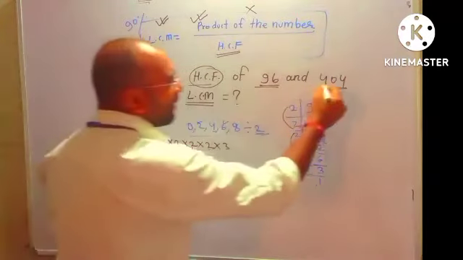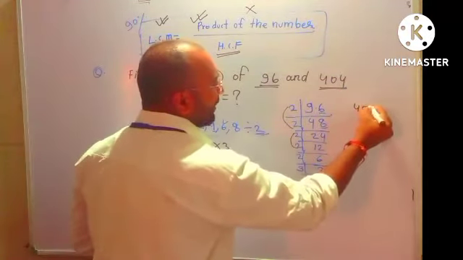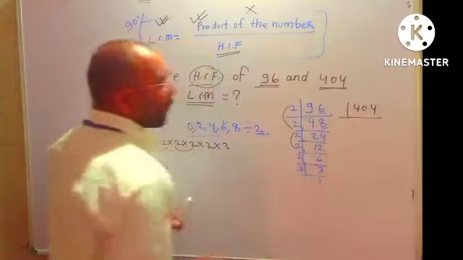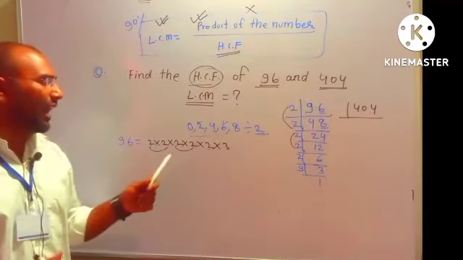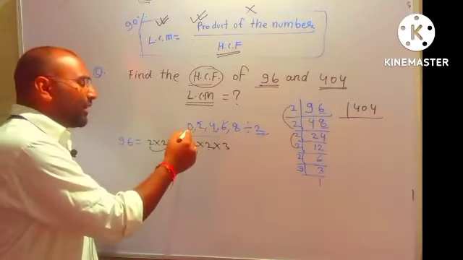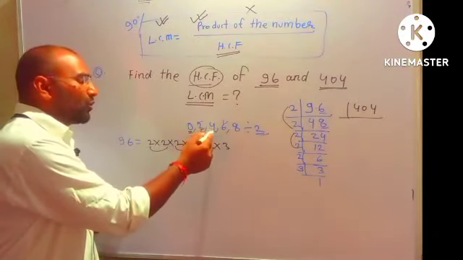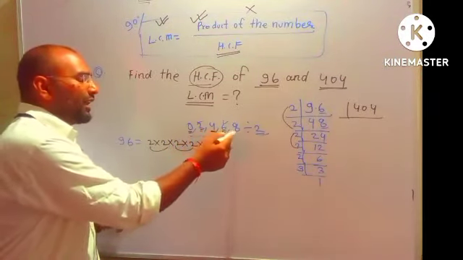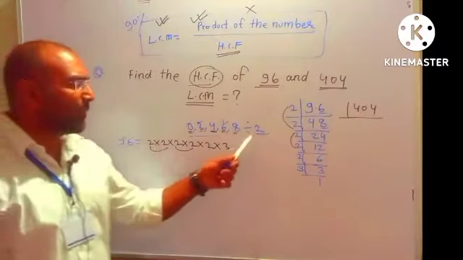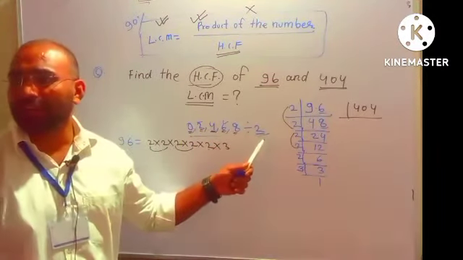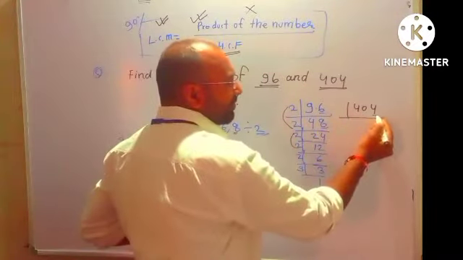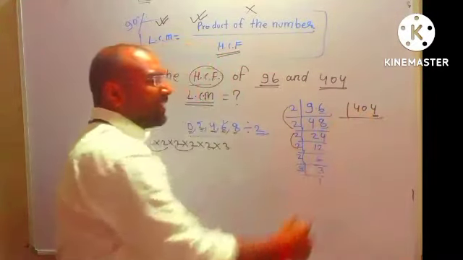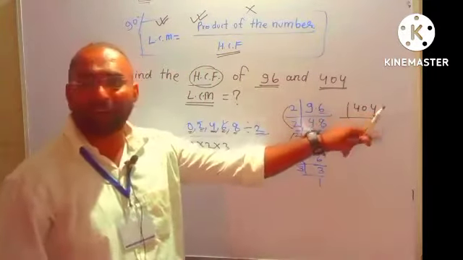Now we will have to solve 404. Again, what I told you: if the last digit of any number is 0, 2, 4, 6 or 8, then that number can be divided by 2. What's the last digit here? 4. So this number can be divided by 2.